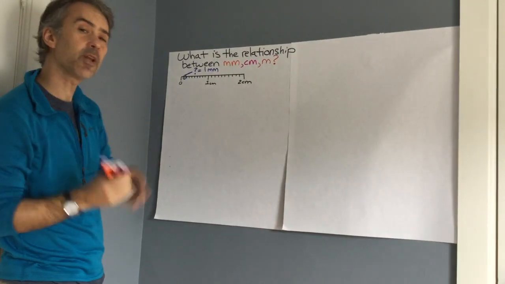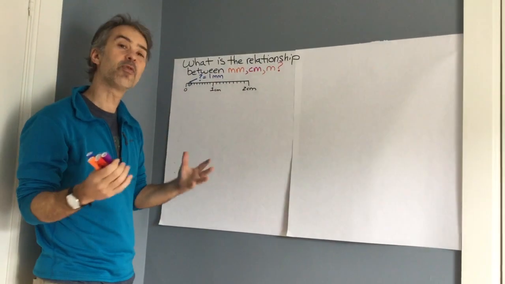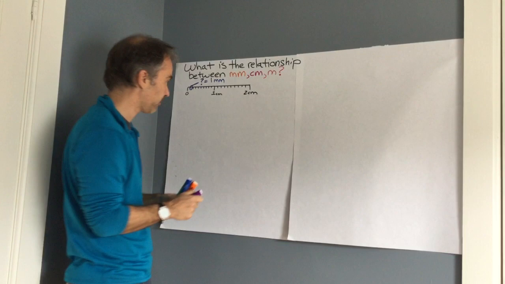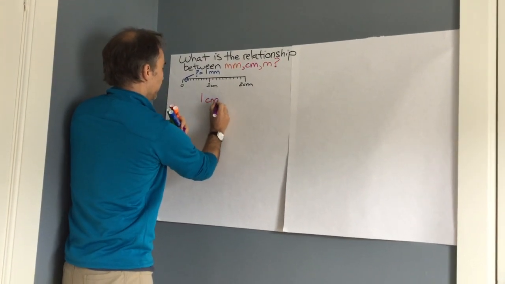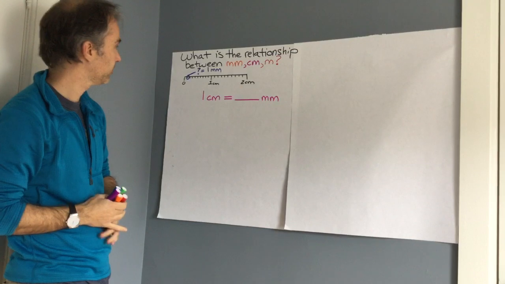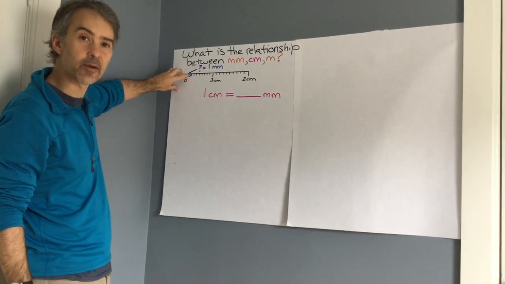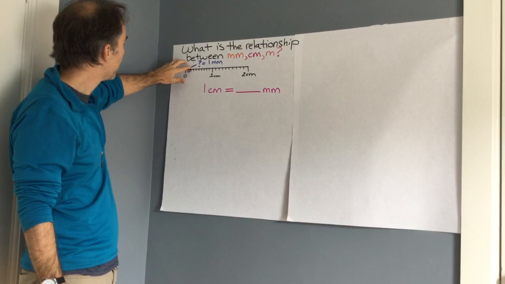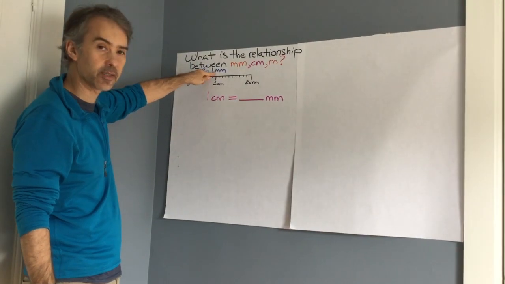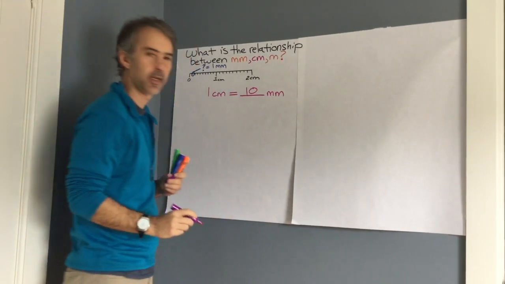Okay, so the first thing we're going to talk about is what's the relationship between millimeters and centimeters? So what do you think is the relationship between millimeter and centimeter? So if I say this is my question, I have 1 centimeter and I wonder how many millimeters that equals. Well, here's my 1 centimeter. Each of these is 1 millimeter. So let's count. 1, 2, 3, 4, 5, 6, 7, 8, 9, 10 millimeters is 1 centimeter. So I know that 1 centimeter is equal to 10 millimeters.